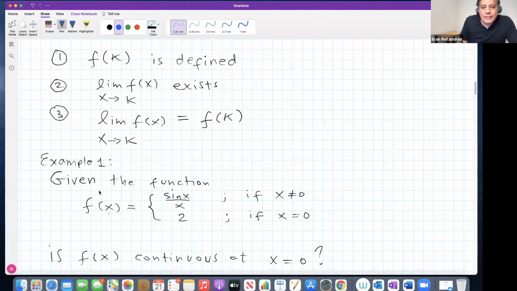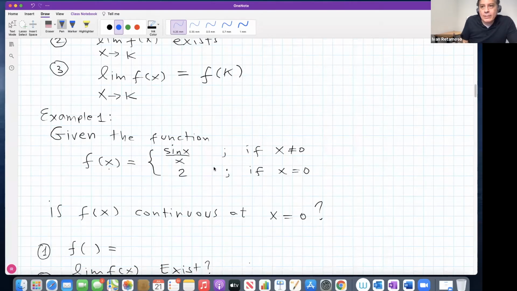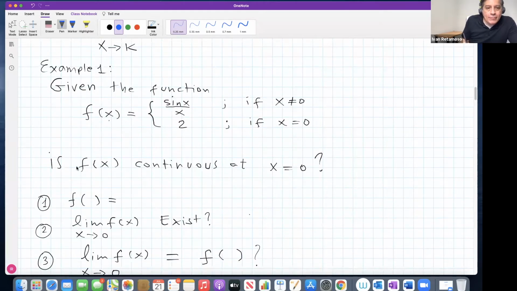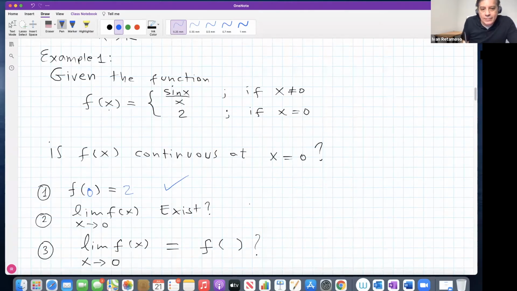So, an example here. Suppose they give you this piecewise function: given the function f of x equals sine of x over x if x is not 0, and f of x equals 2 if x is 0. Question: is f continuous at x equals 0? Let's check the 3 conditions. First says f of 0 must exist. It must be some number. F at 0, according to this definition, is 2. So this checks. Good, the first part, it's defined. There is no hole there. There is some solid circle there.